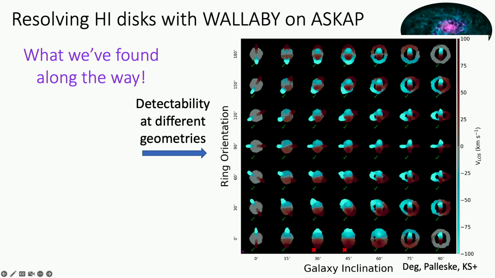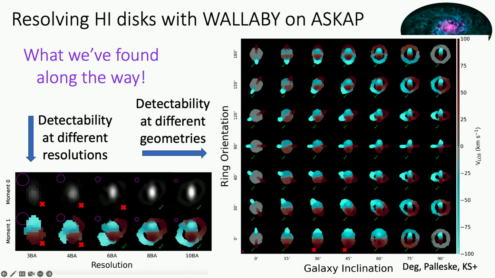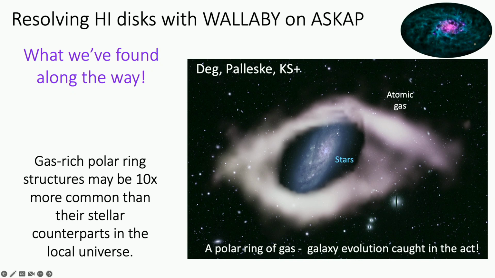At high resolution, it's pretty easy to pick out a ring. And at really low resolution, it's pretty hard to pick out a ring. Given the selection function that's implied by the data that we have from Wallaby, and given that we found two of these candidate galaxies, we can use these kinds of comparisons to try and infer what the incidence of these polar structures is. It turns out that we think gas-rich polar structures like this might be an order of magnitude more common than their stellar counterparts. Stellar rings happen about 1 in 1,000 times. This might happen more like 1 in 100 or a few in 100. So already with Wallaby, we're finding some pretty weird things, and we're able to put them into context because we understand how the observations were taken, and we can define a selection function of sorts.